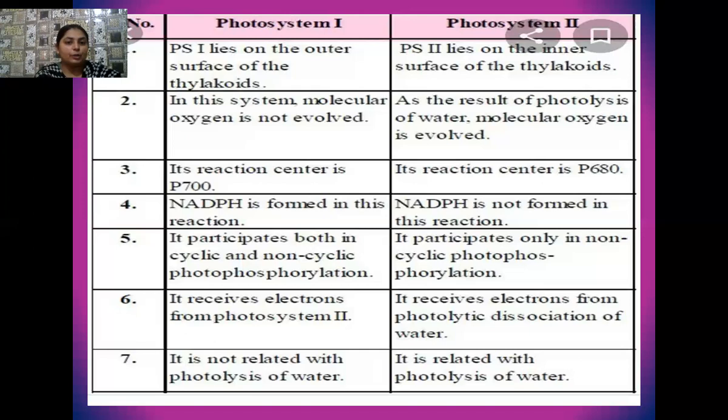The sixth difference is that photosystem 1 always receives electrons from photosystem 2. Because you know that photosystem 2, which is P680, has a continuous supply of electrons from the reaction of splitting of water. So there is no shortage of electrons in photosystem 2, that is P680. But photosystem 1 receives its electrons from photosystem 2. The last point is that photosystem 1 is not related with photolysis of water, because I have already told you that the splitting of the water molecule is always related with photosystem 2, that is P680.